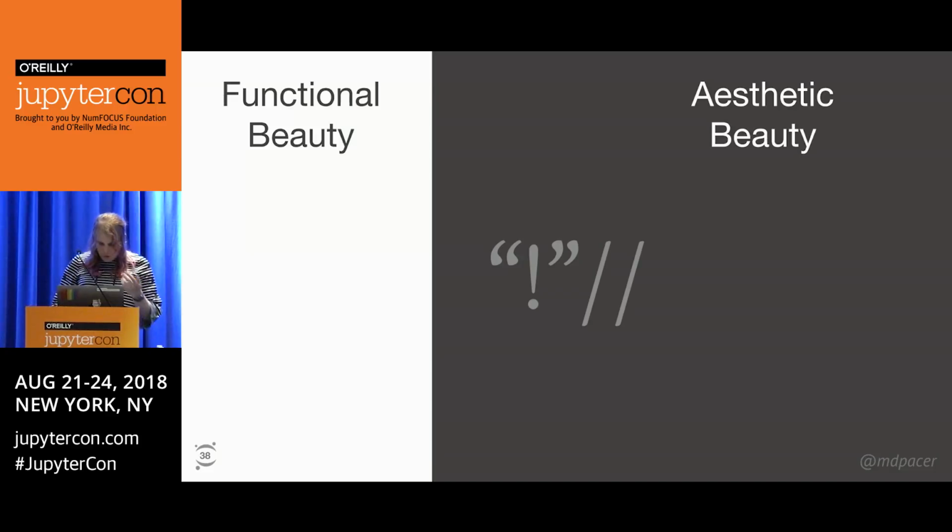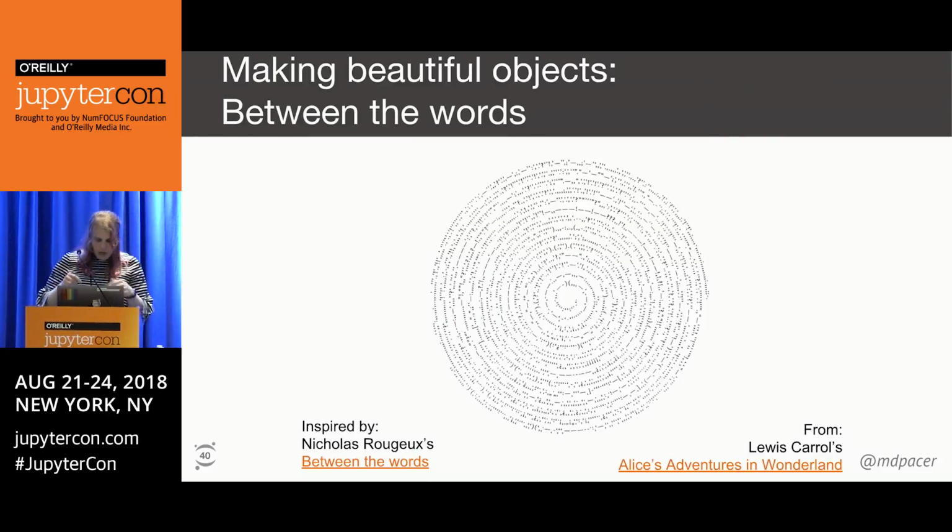I don't know if that's meaningful to you, but it's all the punctuation that was in there aside from the angle brackets. So this, what I'm going to now show, is inspired by, I don't know how to say his name, Nicolas Raju. Between the words. So that is all of the punctuation from Lewis Carroll's Alice's Adventures in Wonderland, arranged on an Archimedean spiral.